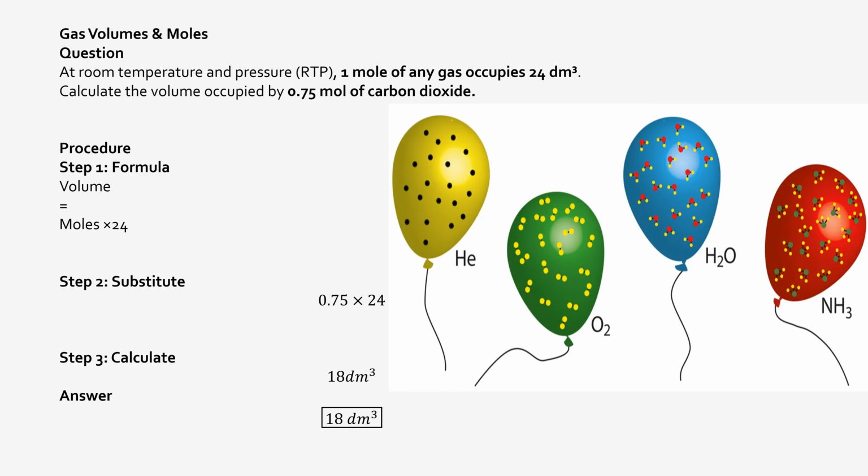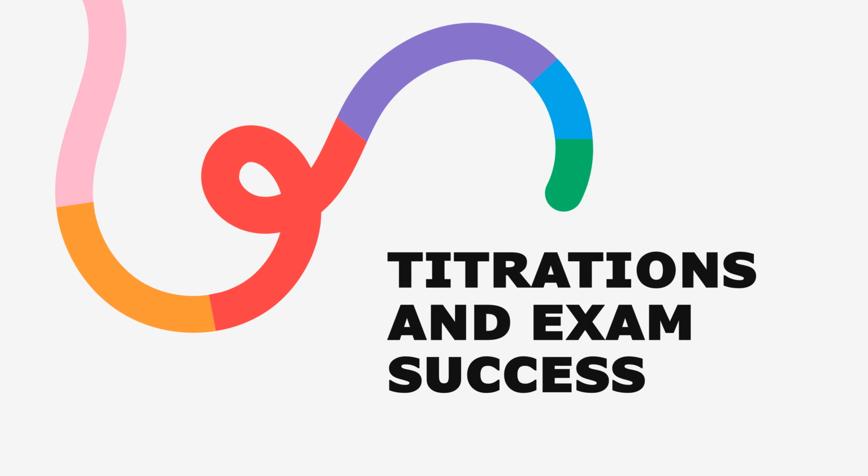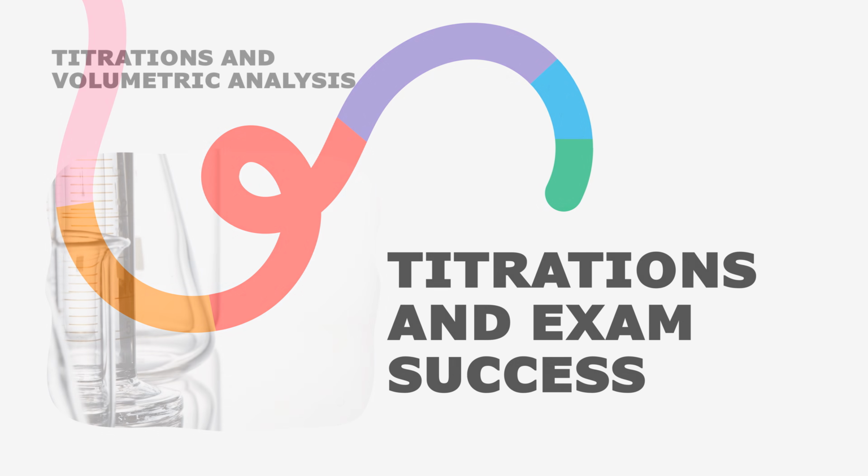The amount of a substance is measured in moles. To calculate it, divide the volume by the volume at RTP, the molar volume. Balanced chemical equations show the ratio of moles of reactants and products. These ratios help calculate reacting volumes. Titrations and volumetric analysis, exam technique, units, and summary.